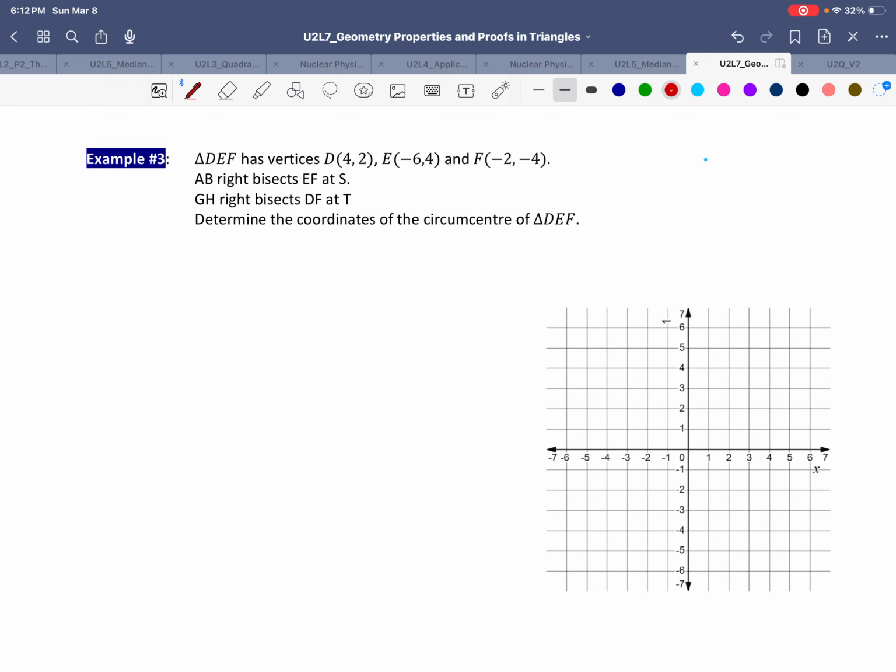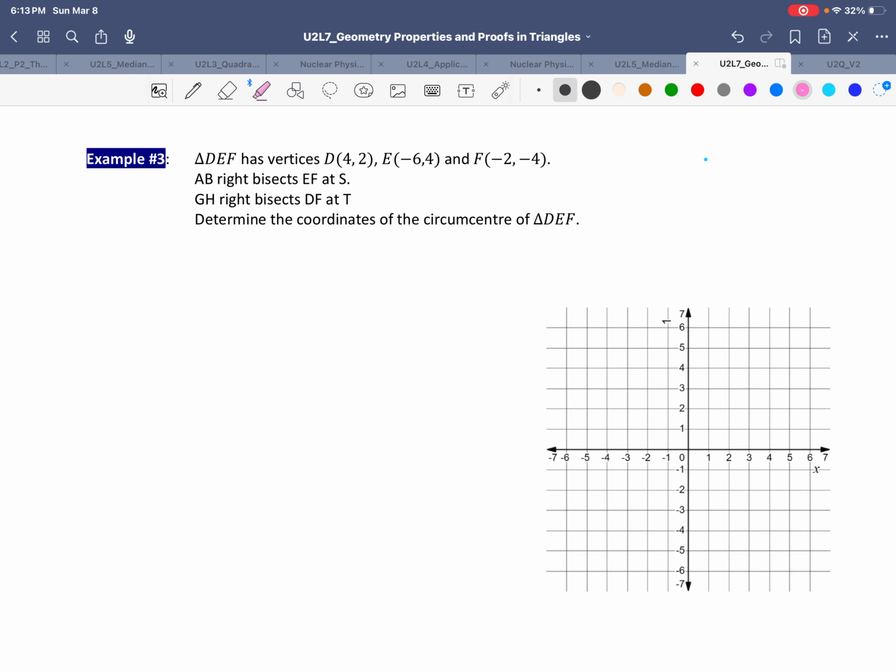Let's take a look at another example where we use analytic geometry to prove properties of geometric shapes. This time we're looking at example number 3, where we're given that triangle DEF has the vertices given at (4, 2), (-6, 4), and (-2, -4). Now, AB, that should be a line segment, right bisects EF at some point S, and GH right bisects DF at T. We have to determine the coordinates of the circumcenter of triangle DEF.